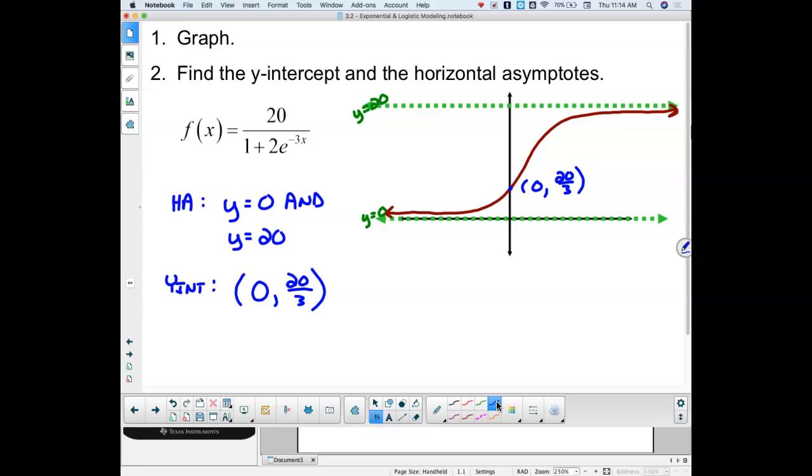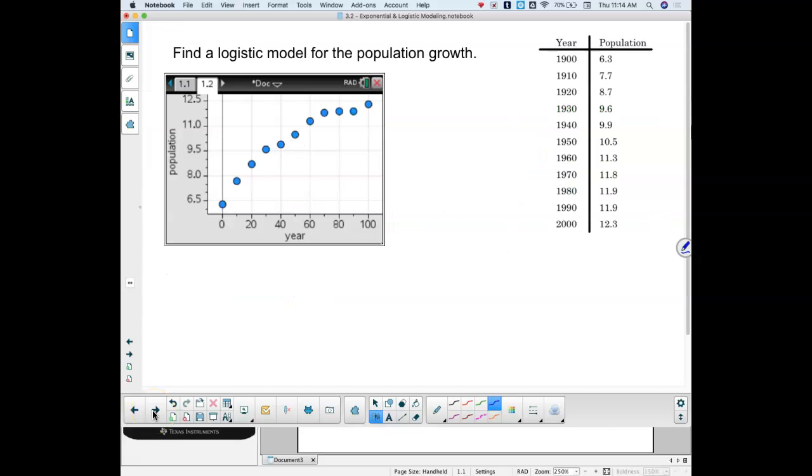Love it. So today I would like to come up with a logistic model for this particular population growth. What I would like you to first do is input this data into your calculators under lists and spreadsheets. Gotta title your column, etc. All that fun stuff.